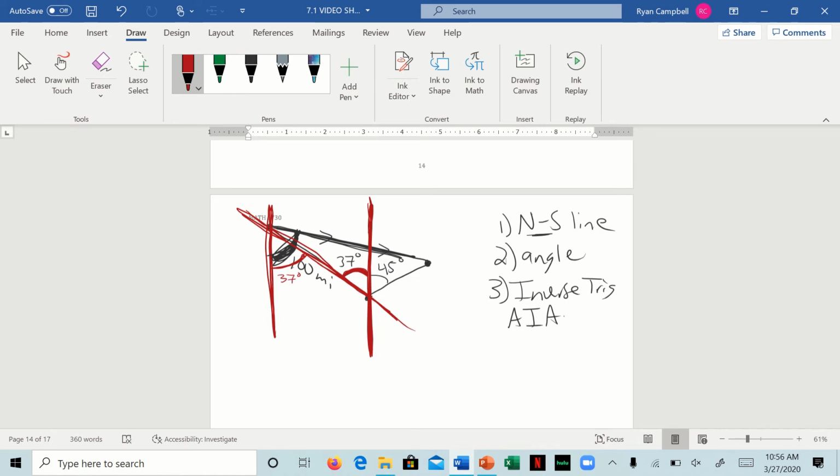Hopefully you all said no, because we need the big angle. So this is just a little angle. We need the whole thing. So we're on our way there. Now we just need to figure out what this little angle is, and then we can figure it out.